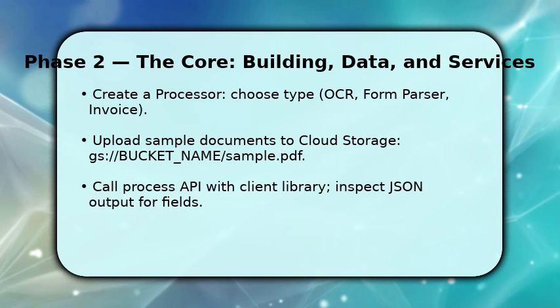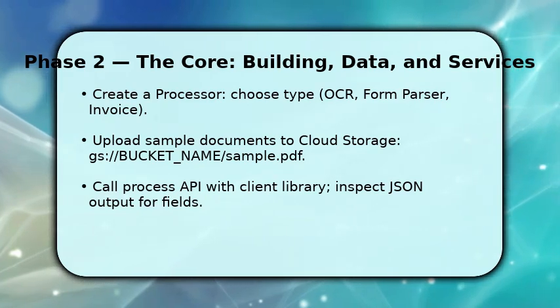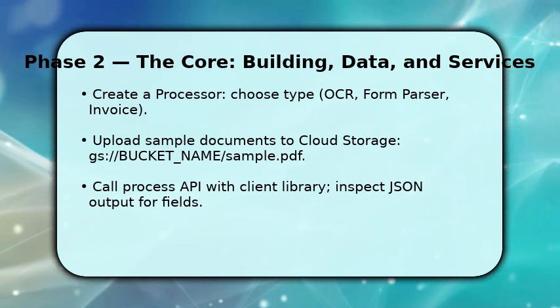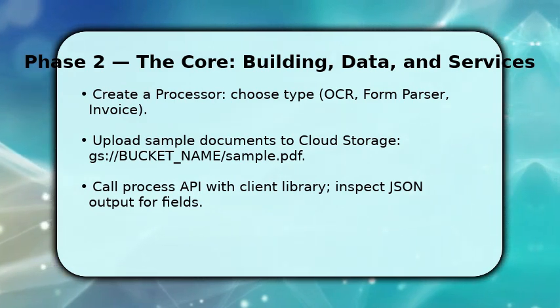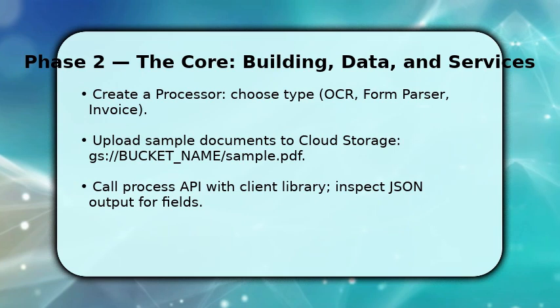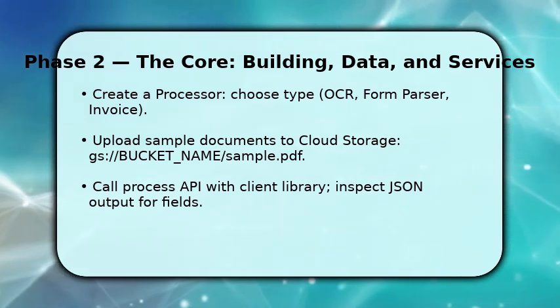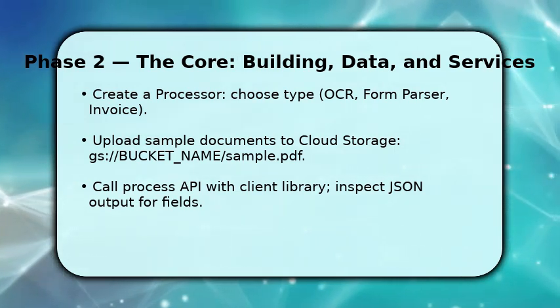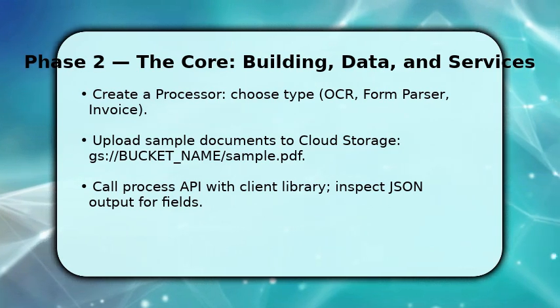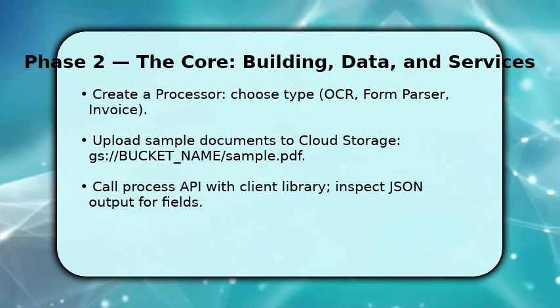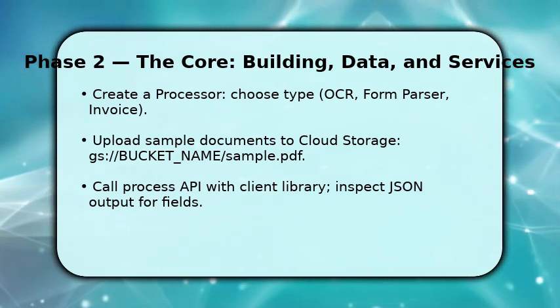Next, create a processor in the console and pick the specific processor type: OCR for scan text, specialized parsers for forms or invoices. Configure any processors to use a specific location or model version, then upload sample files to a cloud storage bucket, for example gs://bucket-name/sample.pdf. Use the client library to call the process endpoint and parse the JSON response.